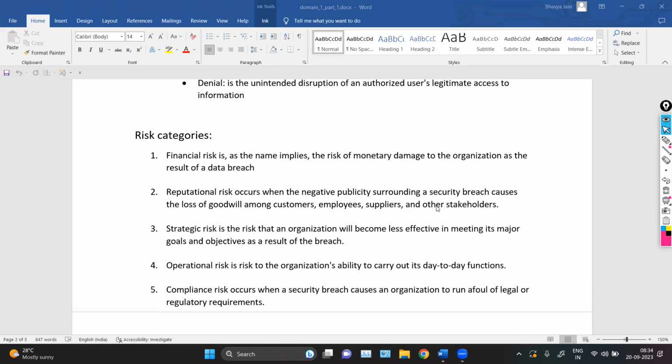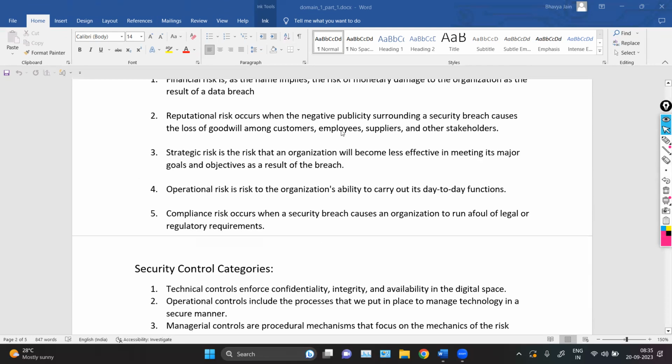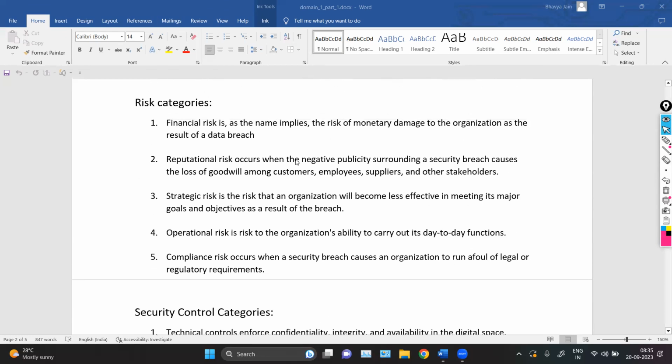So basically, when we talk about security, or when we talk about the impact of security incidents, what is the impact of the security incidents over the company? What are the risks? So basically, we have categorized risk in some parts. First, we have financial risk. Financial risk, as the name implies, is the risk of monetary damage to the organization as the result of a data breach, which is the company having the financial risk of any incident.